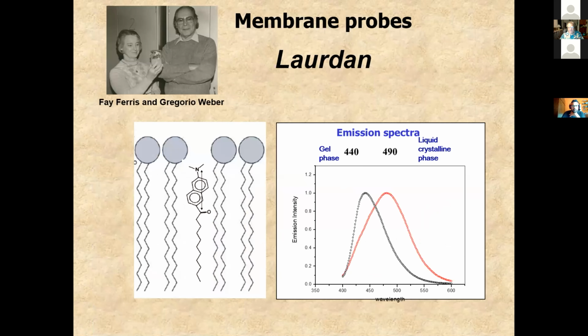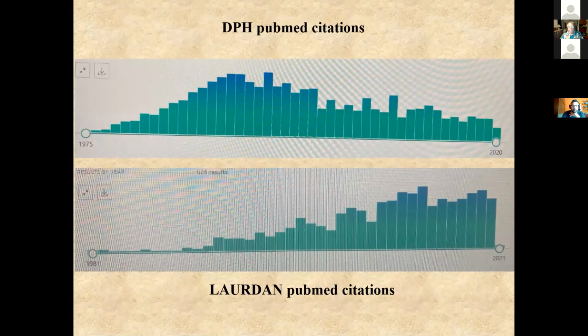In recent years, as you'll learn a lot in this course, Laurdan has become one of the most popular fluorescent membrane probes. This was introduced by Fay Ferris and Gregorio Weber. Fay was Weber's technician, I think, in 1979. And you'll learn a lot about Laurdan in this course, so I won't go into that.